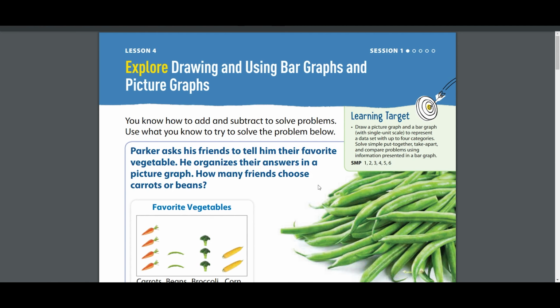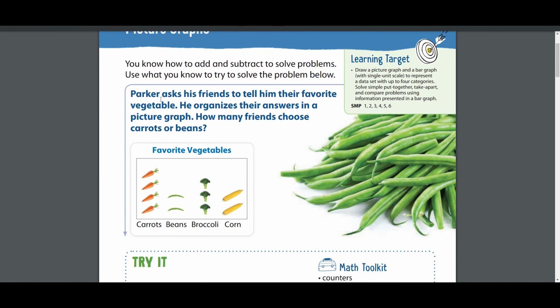We have here our first assignment. You know how to add and subtract and solve problems. Use what you know to try to solve the problems below. Parker asks his friends to tell him their favorite vegetable. He organizes their answers in a picture graph. How many friends chose carrots or beans?